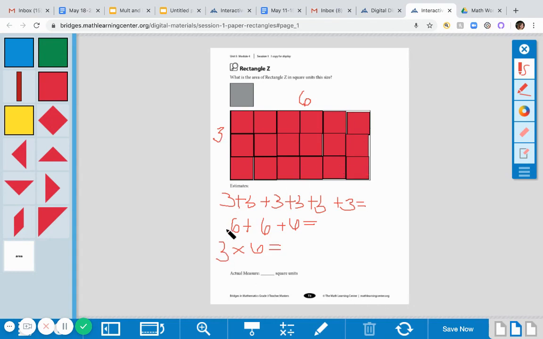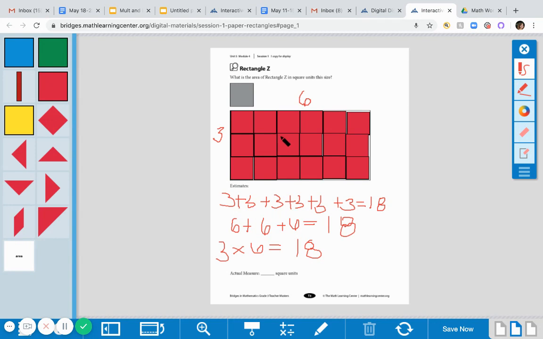So if I were to take 3 plus 3 plus 3 plus 3 plus 3 plus 3, I would end up getting 18, because I know that 3 plus 3 is 6, and 6 plus 6 is 12, plus 6 is 18. And then 3 times 6 is 18. So the area of this object is going to be 18 square units.